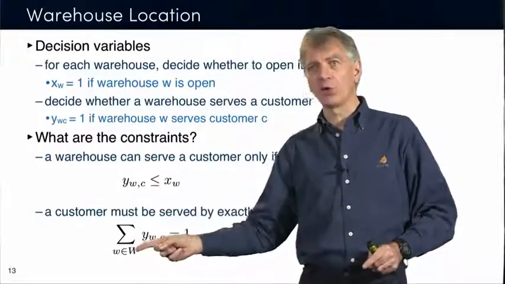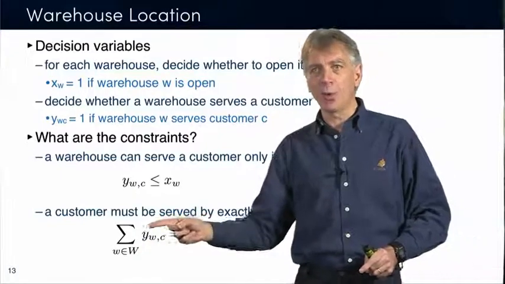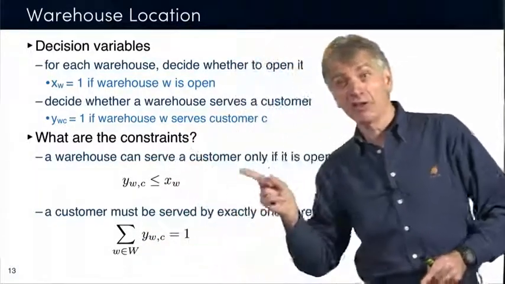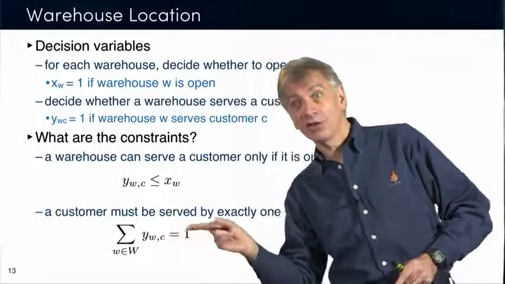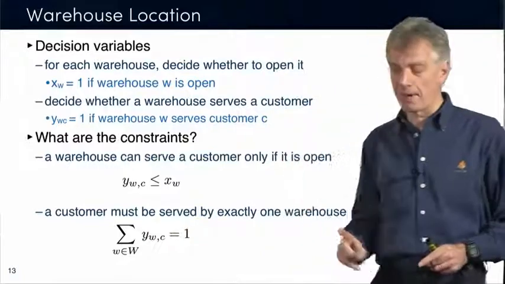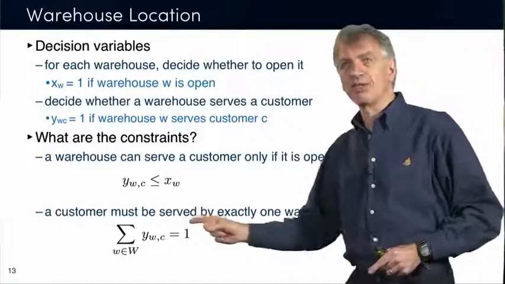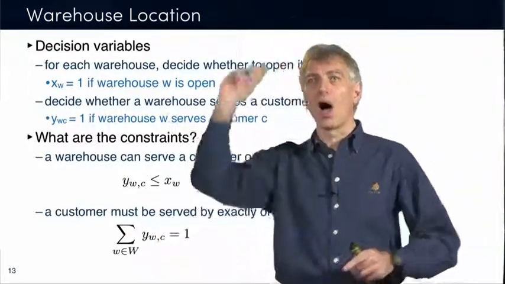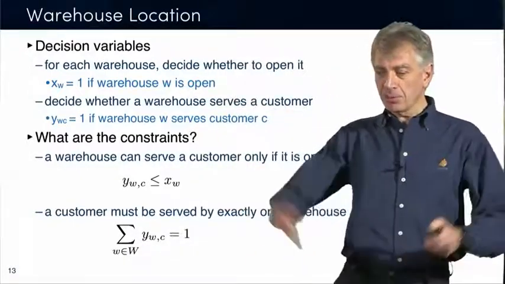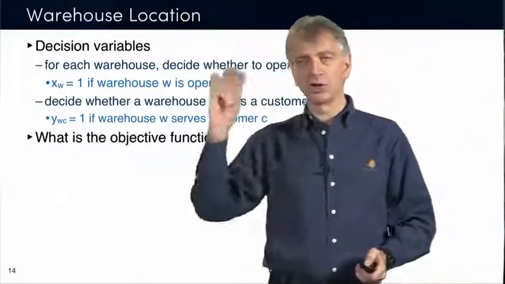So you see a sum for all the warehouses, and then you see the variable ywc, which basically means is W actually serving customer C. So you have the sum of all these variables, and they have to sum to 1. Once again, these are 0, 1, so that basically means that one of these warehouses is going to serve that customer. So beautiful, we have a model if we can express the objective function.